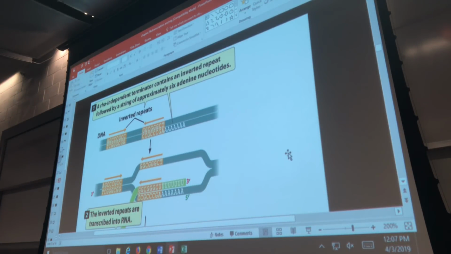So, how does rho-independent termination work? Rho-independent termination does not require the protein rho to end transcription. Instead, the sequence itself will end transcription. And what do I mean by that?